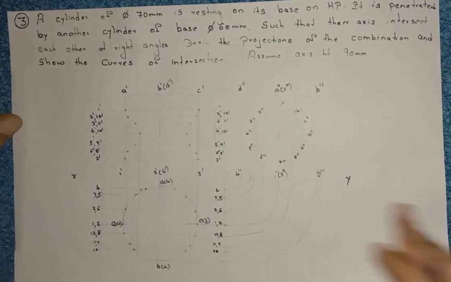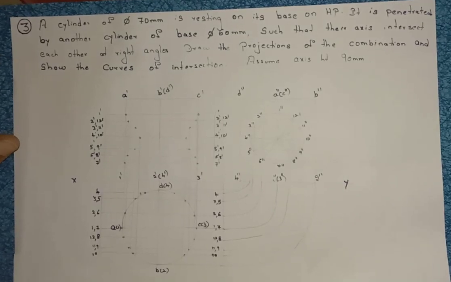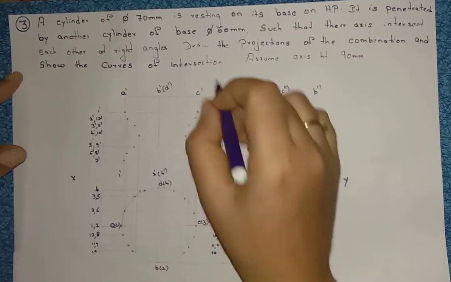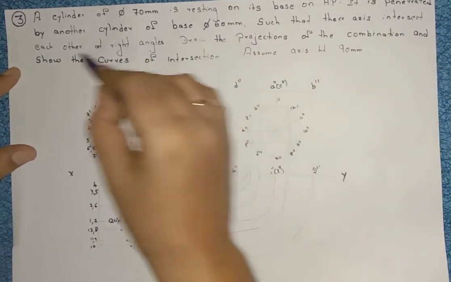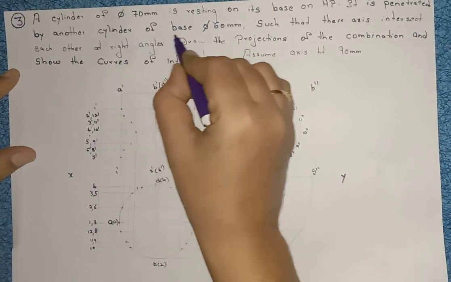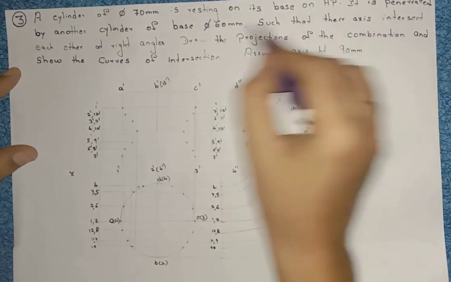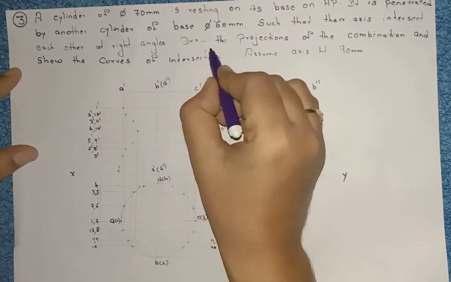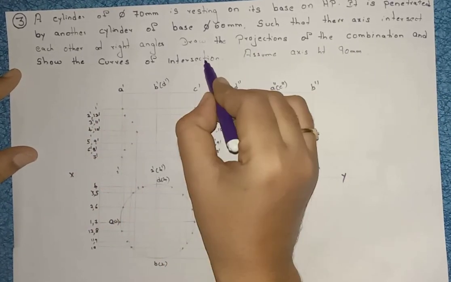Okay, students, now we will see problem number 3. A cylinder of diameter 70 mm is resting on its base on HP. It is penetrated by another cylinder of base diameter 60 mm such that their axes intersect each other at right angles. Draw the projections of the combination and show the curves of intersection.